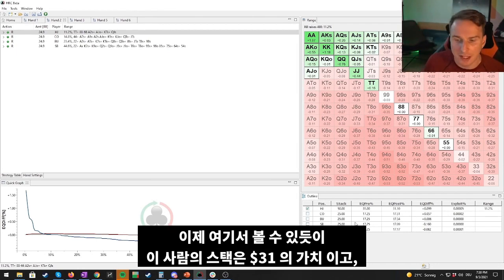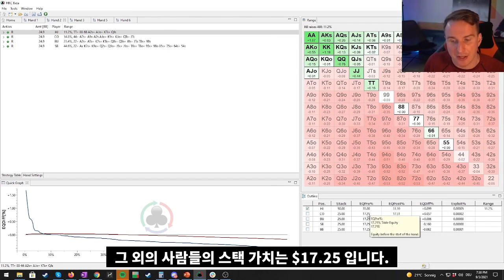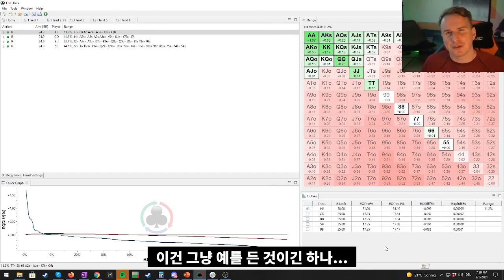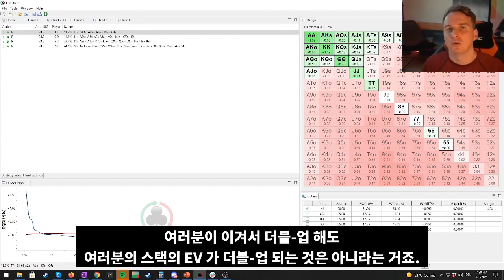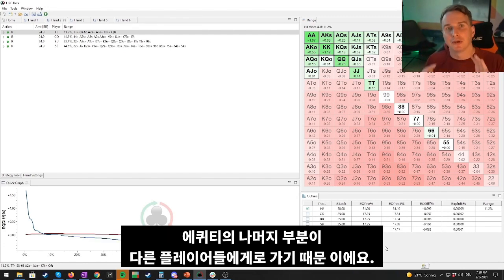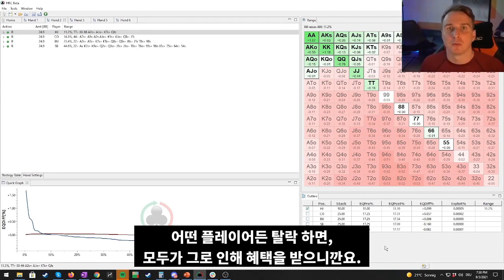So here we can see now his stack is worth $31 and the others have $17.25 per stack. This is just an example. This is what I very often see: when they talk about ICM, they don't really grasp this main concept. Yes, you win, you double up, but you're not doubling up the EV of your stack, because the rest of the equity goes to the other players, because whenever a player busts, everyone benefits from it.